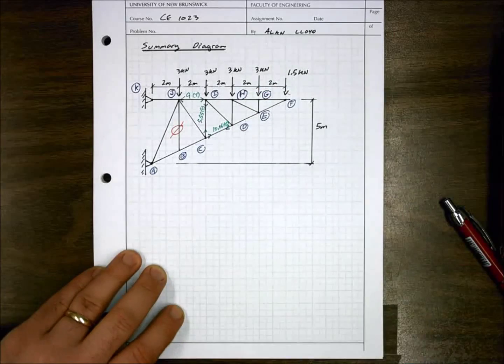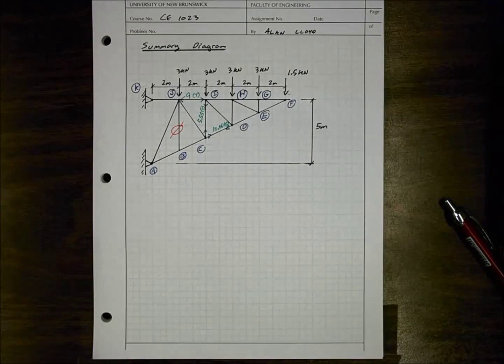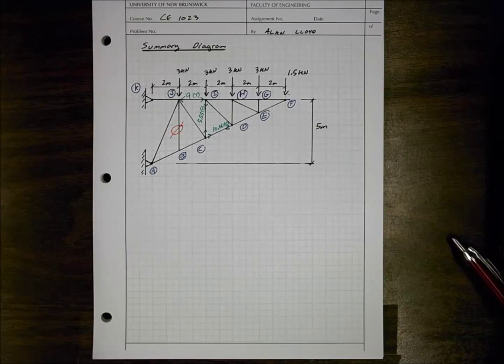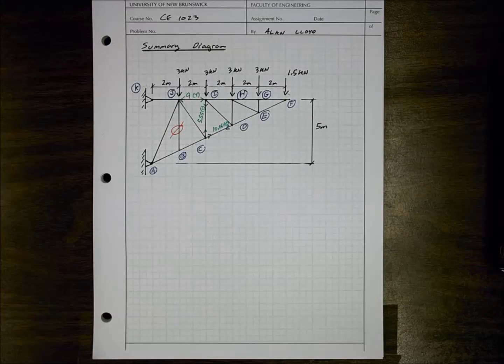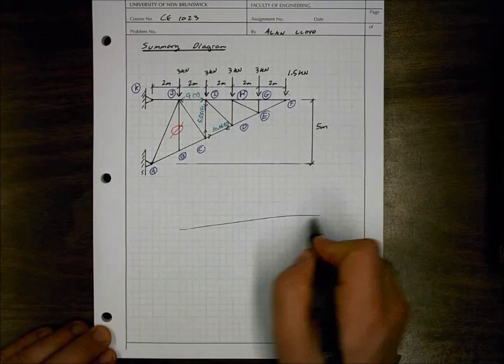So at this point we're done our summary diagram, and we've identified the magnitudes of all the forces and the directions of all the forces within the members that we were asked to, member IJ, IC, and CD. And since we weren't asked to do any other work for this problem, we can call it done.